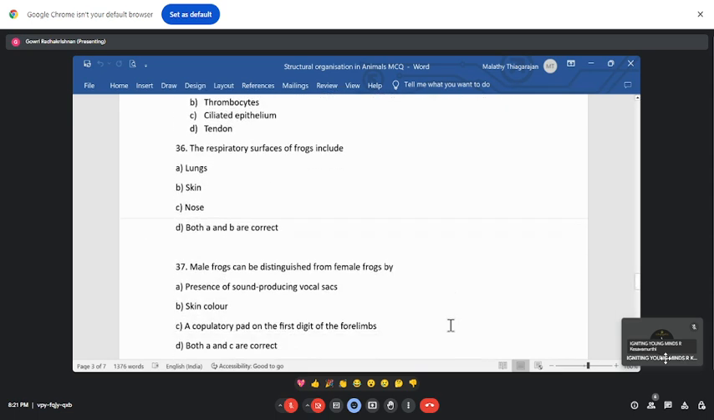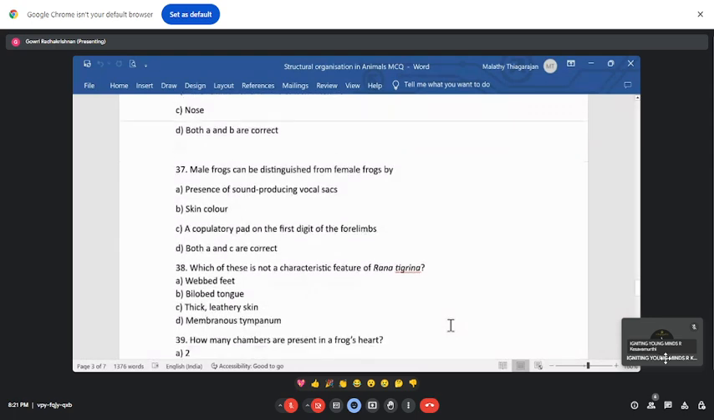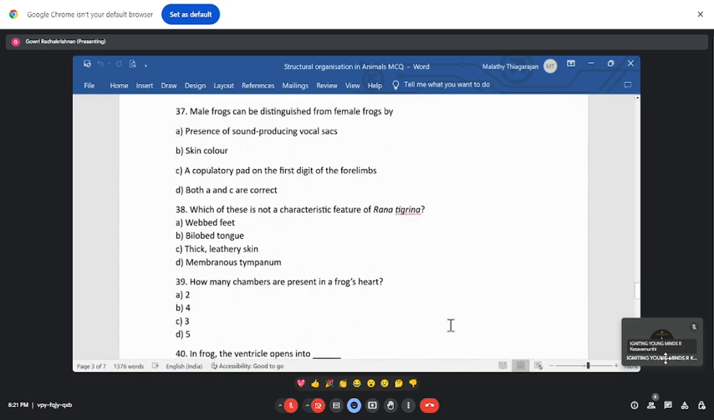All right. Now, next one. The respiratory surfaces of frog include. Option D, both A and B, ma'am. Yes, both skin and lungs. So sometimes they breathe through skin and sometimes through lungs. So both options are correct. Option D is the correct answer. 37. Male frogs can be distinguished from female frogs by.